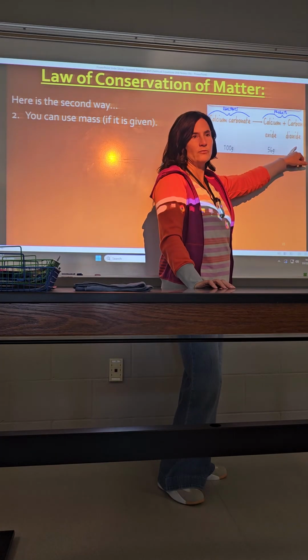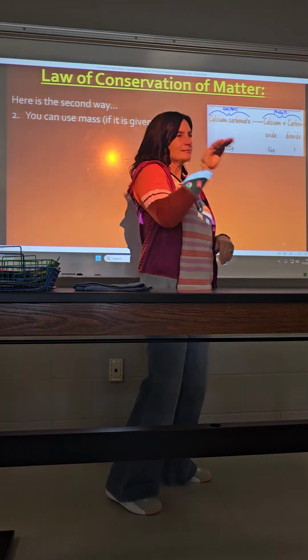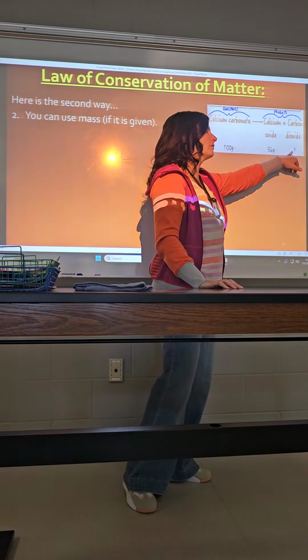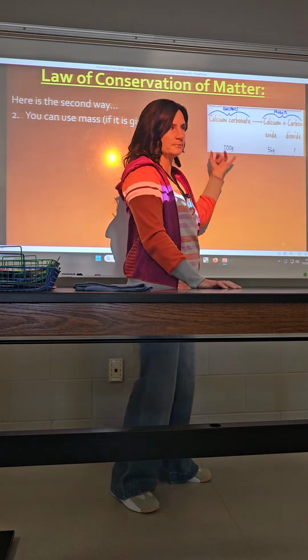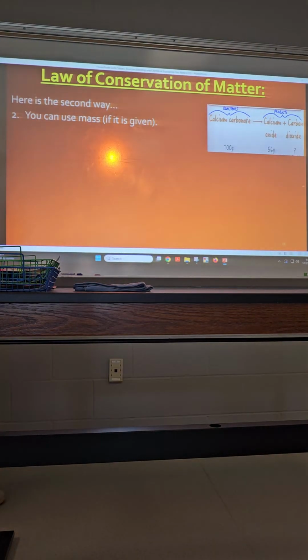What are we gonna do? What was that supposed to mean, Finn? Minus. Subtract. Yeah, that's what I was interpreting. But yeah, he was like, slash it, right? So 100 minus 56 will give you the missing amount of carbon dioxide, because those two have to total 100, right? So you can either do it with mass or you can do it by counting elements.